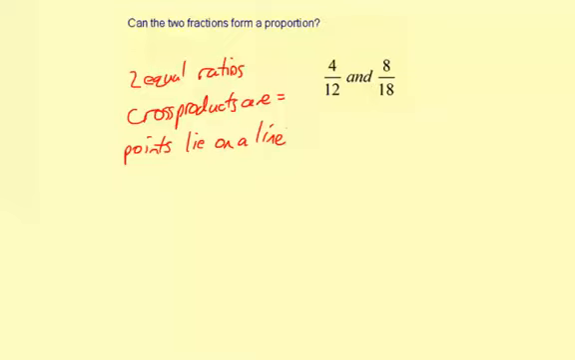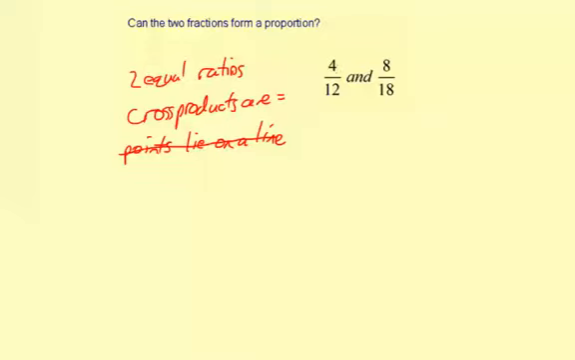The points on a line, well, since there are only two ratios here, we can't really use that because a line, actually, you can draw a line through any 2 points. So that's really not going to help us here. So let's look at the two equal ratios.